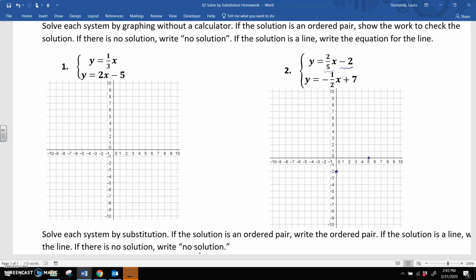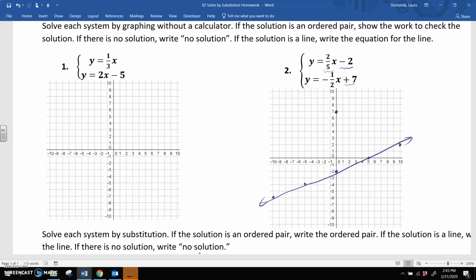And remember, we're going to keep doing that so we have exact points. We can also, from the y-intercept, go a double negative, so down 2, left 5. So this is the first line. And then I'm going to graph the second equation, which has a y-intercept at 7.